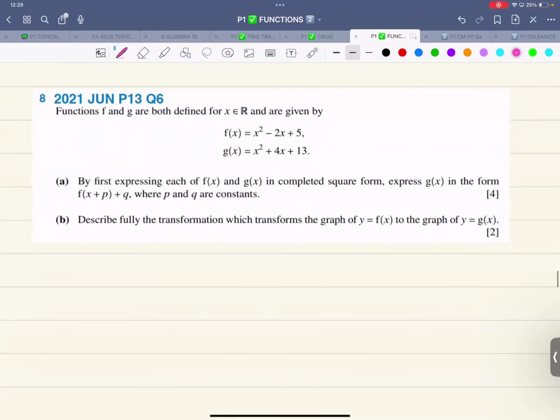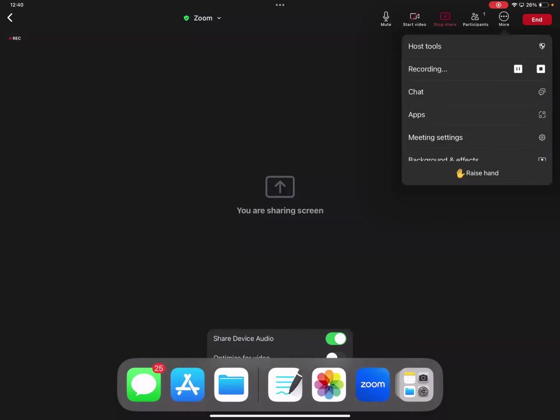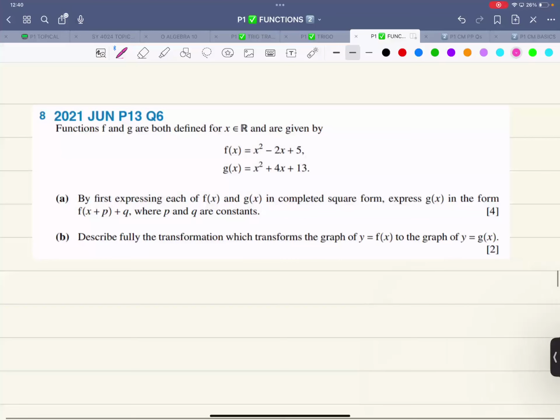Okay. Now again a question of quadratics. I would like you to pause the recording and solve it. So now let's look at the solution of this question. That is f(x) and g(x), two functions, and it's for all real values of x. By first expressing f(x) and g(x) in completed square form, express g(x) in the form f(x plus p) plus q, where p and q are constants. And then we have to describe the transformation.